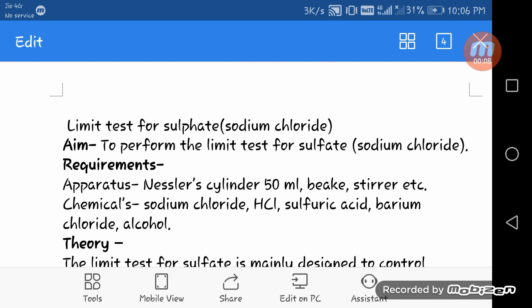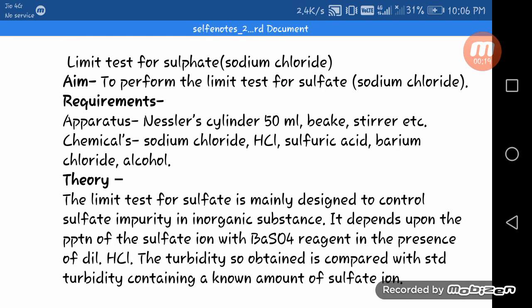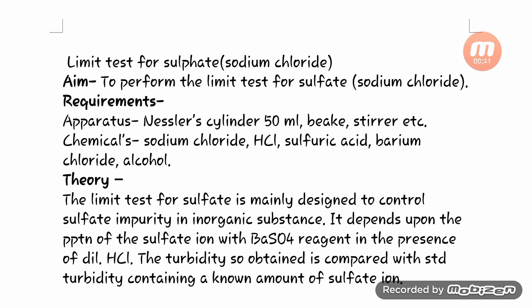Namaste, this is a class of pharmaceutical analysis. Today we will see the limit test of sulfate or sodium chloride. So, the aim is to perform the limit test of sulfate.